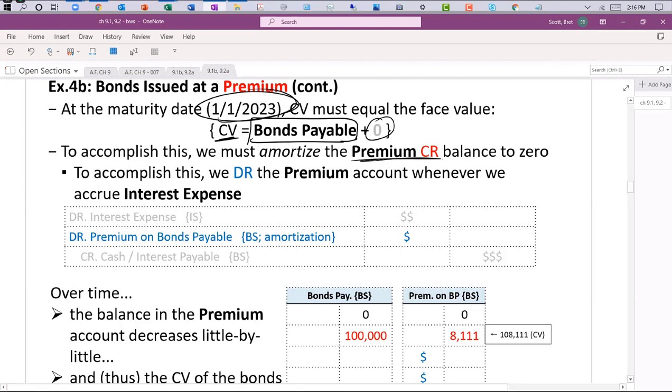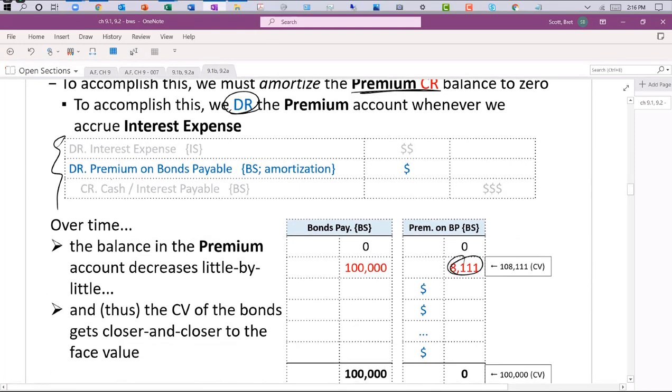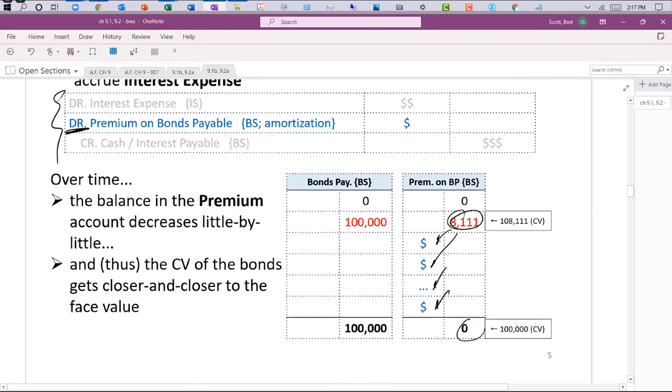Well, the premium account has a credit balance. So periodically, we need to debit the premium account little by little, chip it away till it gets to zero. The journal entry then is to take this credit balance, and every time we make an interest payment, we're going to debit the premium account. And we're going to chip away, chip away until it gets down to zero. So yes, it does start at 108, but it's going to decrease over time to the $100,000 carrying value, which is the face. That's how much we pay off at the maturity date.